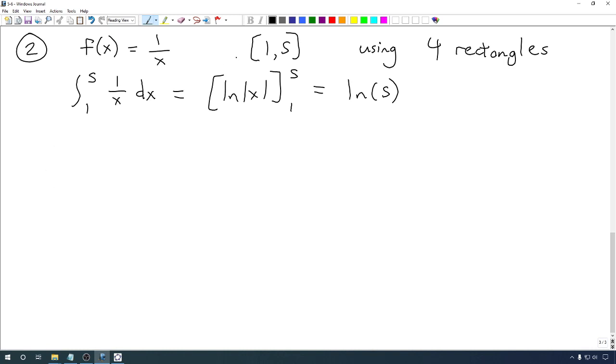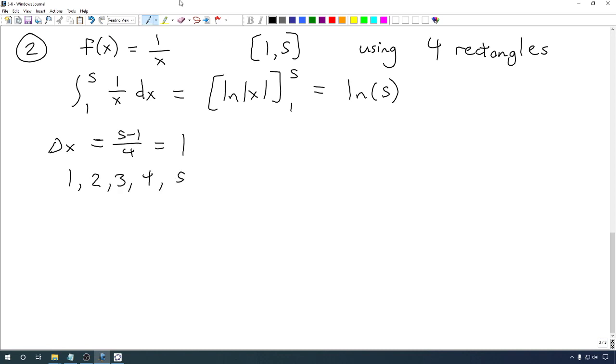First of all, we're taking 1 to 5, and we divide it into four pieces. So in this case, our delta x is going to be 5 minus 1 over 4. Well, that's just 4 over 4, which is 1. We divide the interval [1, 5] into four intervals. We end up with the endpoints of 1, 2, 3, 4, and 5.